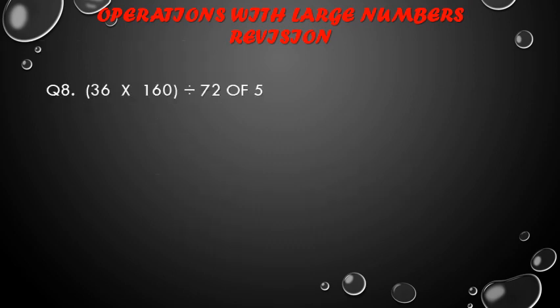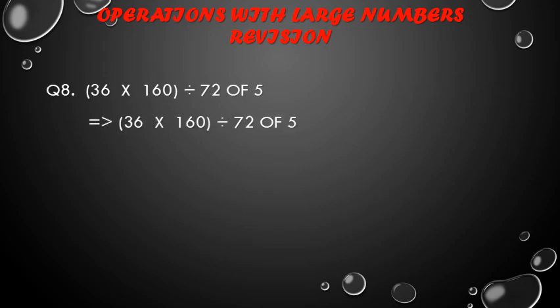Now children, let's do the next question of this revision work, and here we have to do the simplification. So we will do the simplification according to BODMAS. So here children, first of all, we will solve the operations which are within the bracket. So inside the bracket we have 36 multiplied by 160. So in the first step we will solve the bracket.